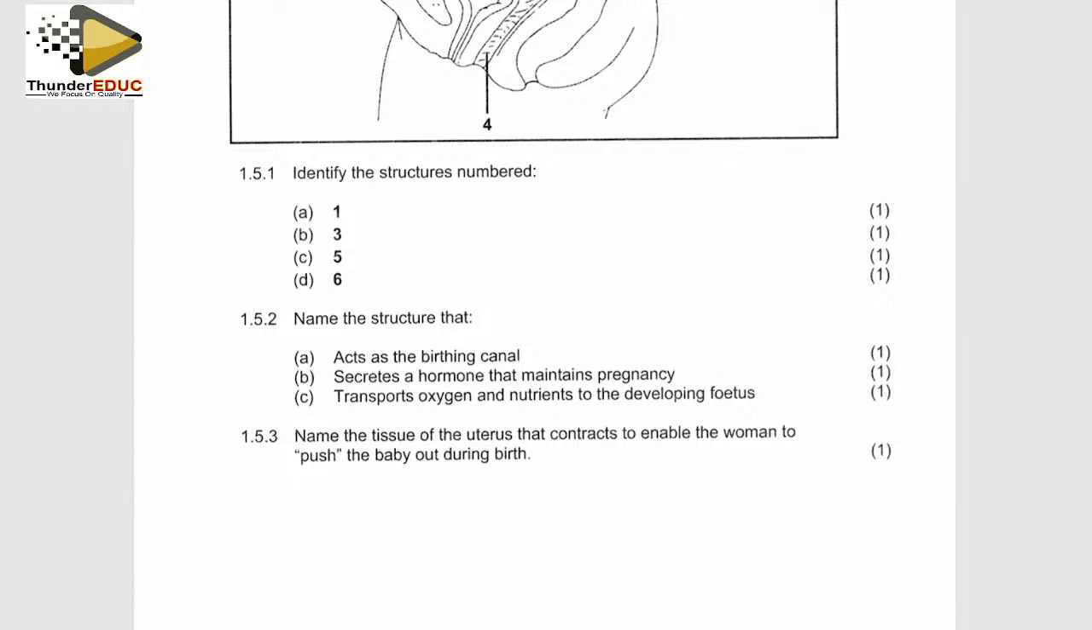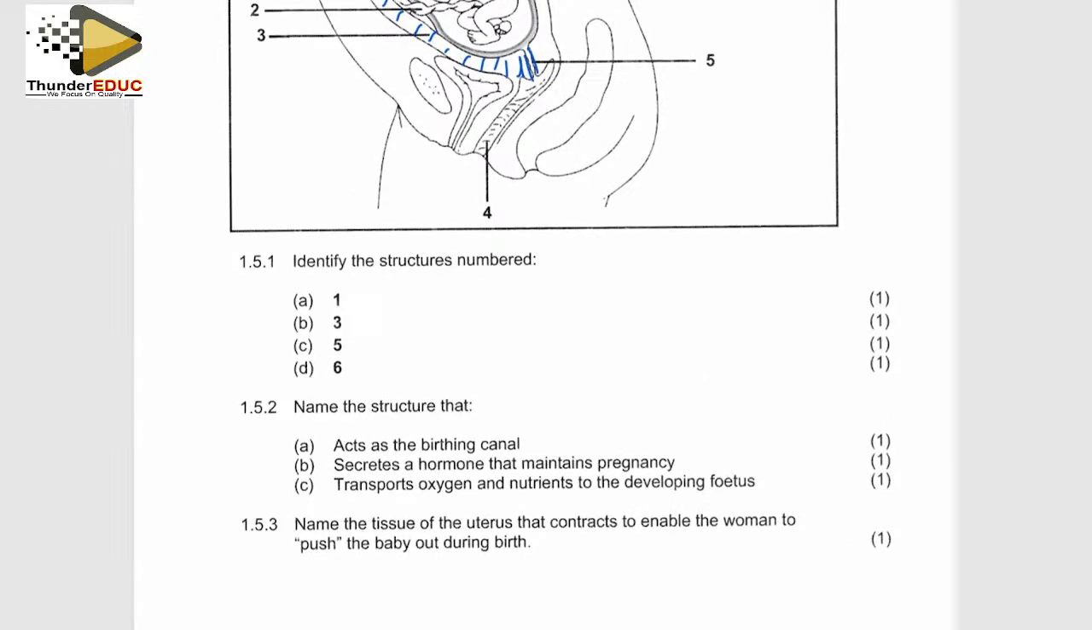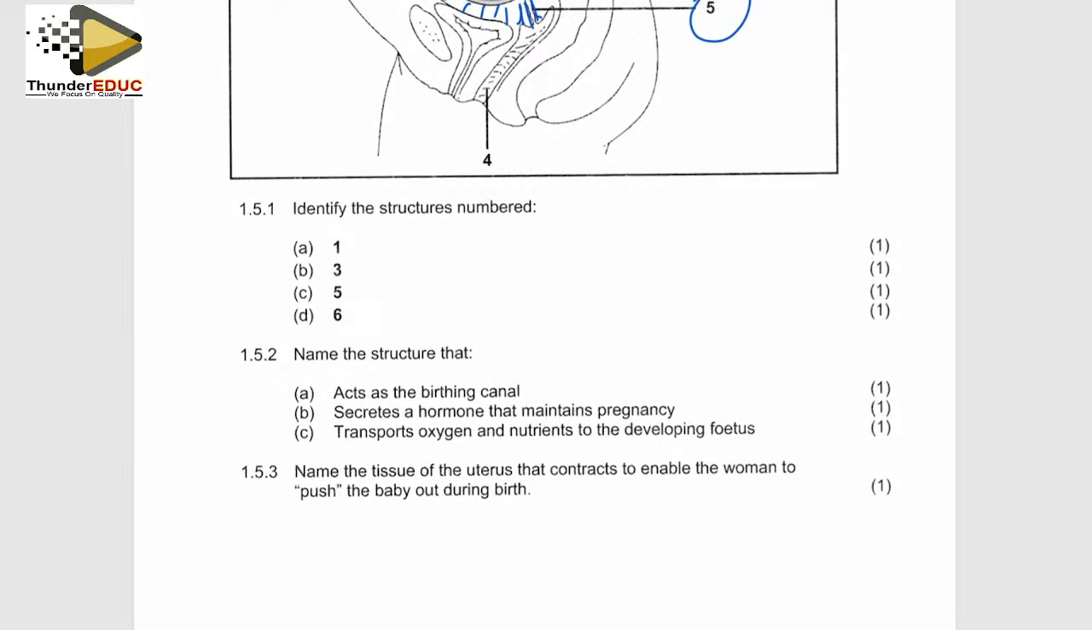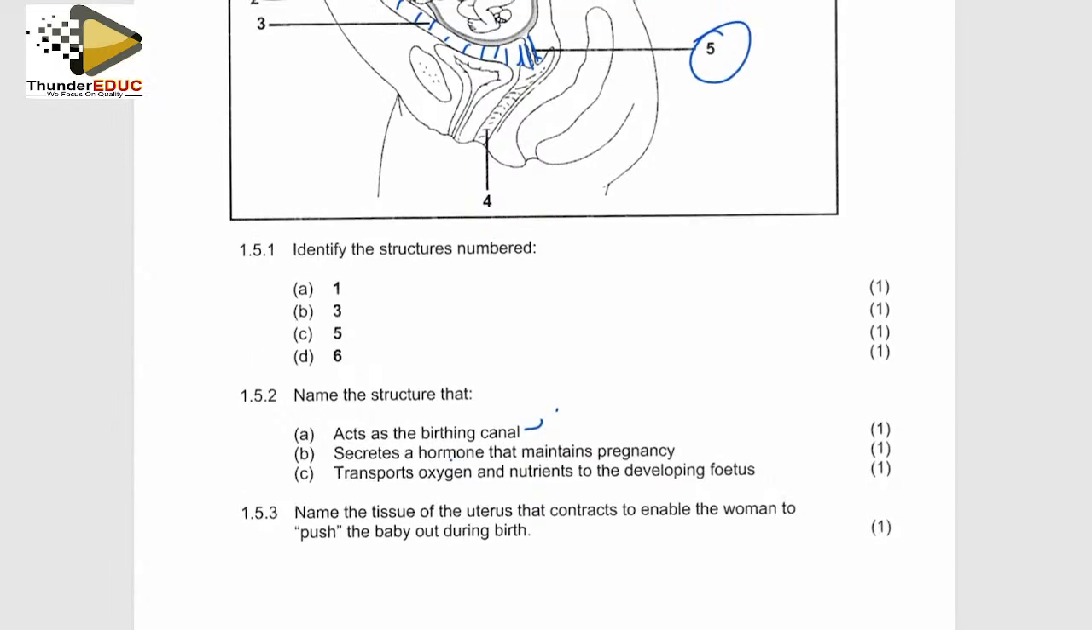All right, name the structure that acts as a birth canal. Obviously, it is the... what they're saying. Name the structure that acts. Oh, here they're saying name. They're not saying using the numbers. So automatically it is the vagina. And then they're saying secrete hormone that maintains pregnancy. We call it the placenta.